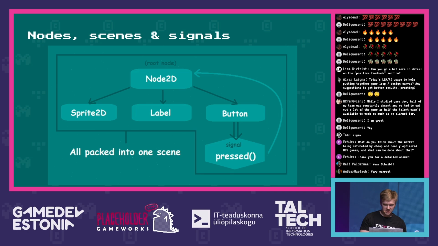Okay, so here I have a crude diagram or graph of the main 3 concepts. So the main 3 concepts are nodes, scenes, and signals. So a node in Godot is just an object with a purpose, pretty much. So here in this scene, we have a node 2D, a sprite 2D, a label, and a button. Those are all separate nodes. So a sprite 2D's purpose is to display textures, images, whatever. A label displays text. A button is a button.